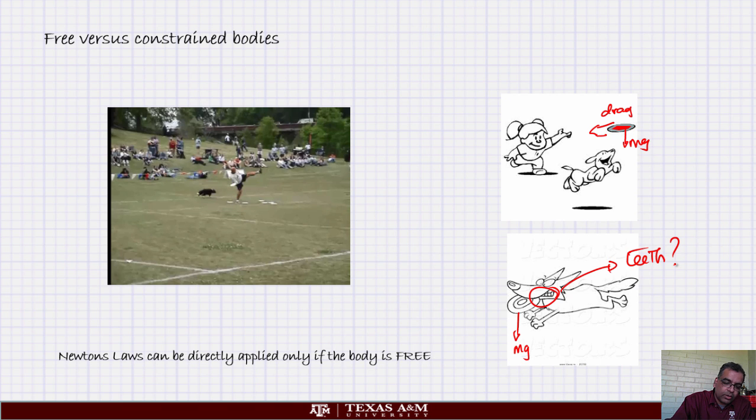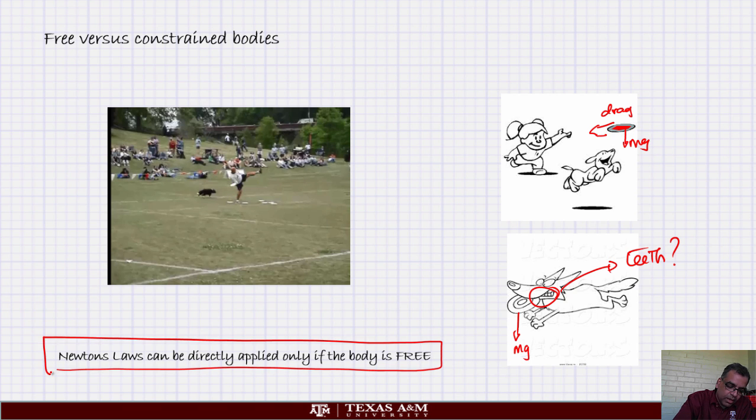We remember we talked about the fact that we are going to represent the external world by forces and torques. The reason to do that is we want to make the body into a free body. Newton's laws can be directly applied only to free bodies, not to constrained or connected bodies. As long as the frisbee is floating around, you can draw the free body diagram and you can apply Newton's laws. The minute it makes contact with the dog's teeth, it's not free anymore. The dog decides what it does. It's constrained. And when that happens, we have to deal with it in a different way.